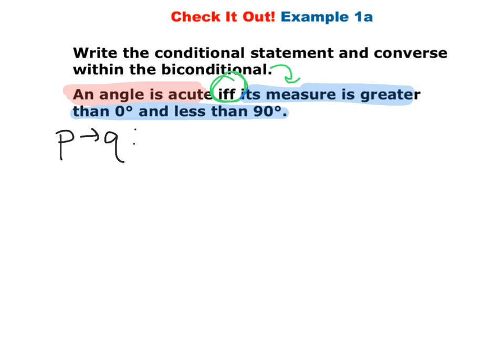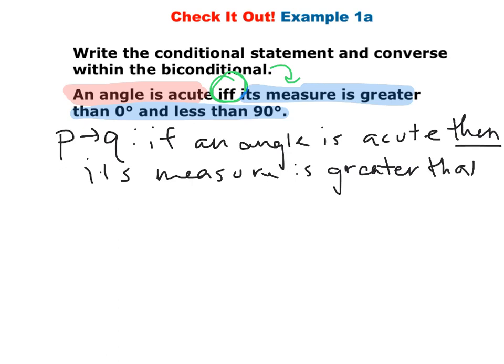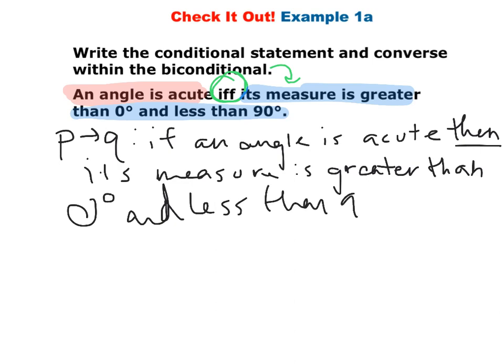So our conditional is if an angle is acute, then its measure is greater than 0 degrees and less than 90. So that's our conditional statement.